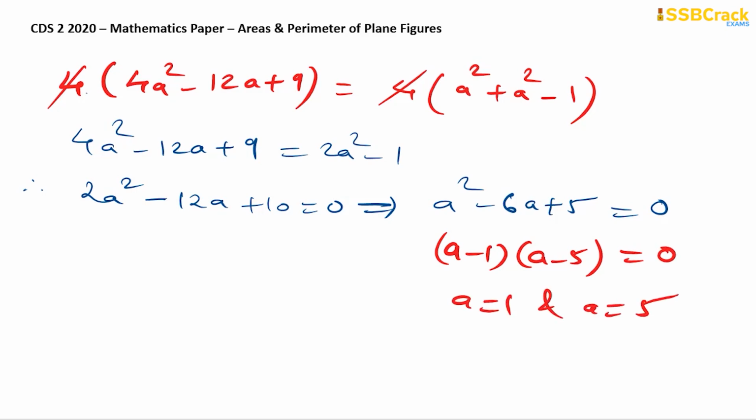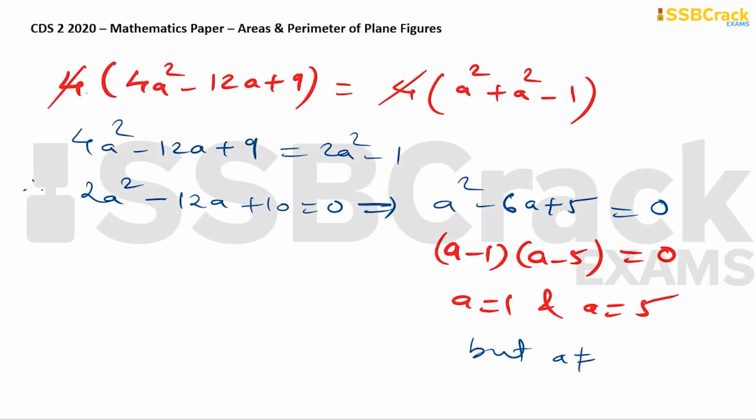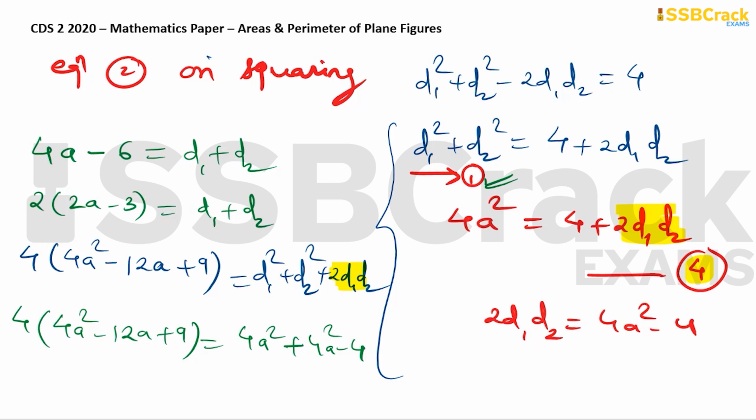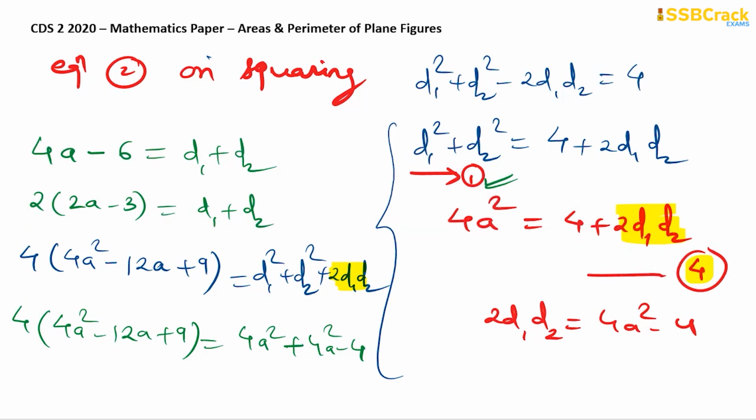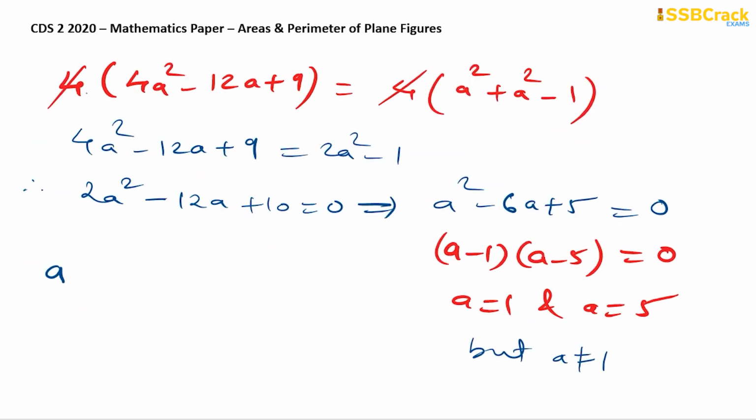But as per the rhombus criteria here, a cannot be 1. Why? If a is 1, what will happen? See, I will mention here: if a is 1, this 4 into 1 is 4. So 4, 4 cancel, and we get d1 into d2 as 0. That means a rhombus cannot be formed with that criteria. So we have to take a equals 5 only. So if a is 5, it means the side is 5.